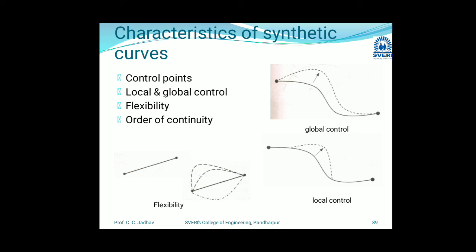Then local and global control. Local means we are controlling only one point in the curve, and global means we are changing the whole shape and size of the curve. We are changing the n number of control points, so we just change the location of those different points.